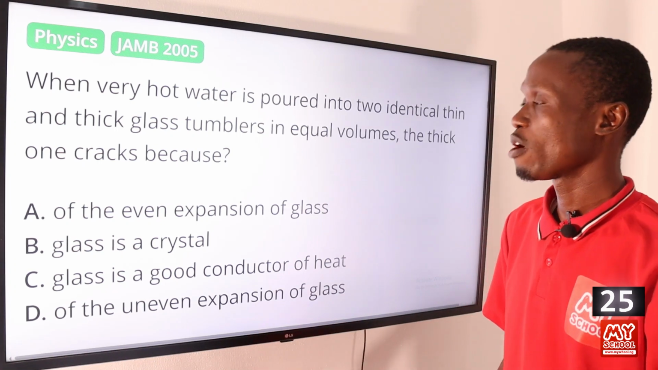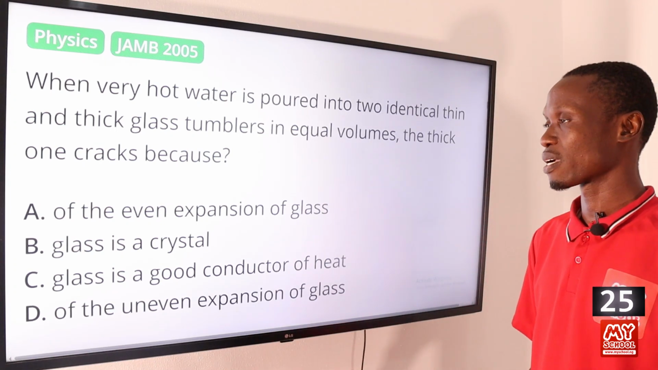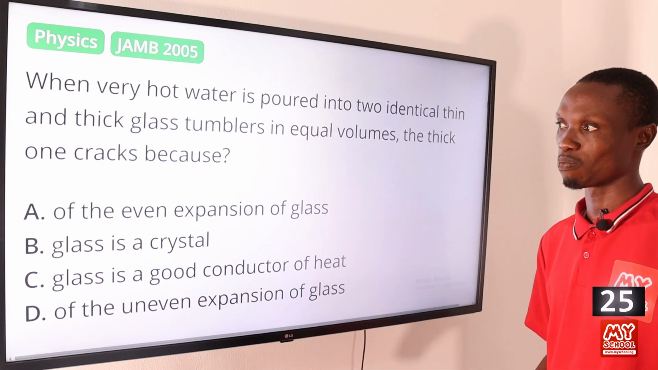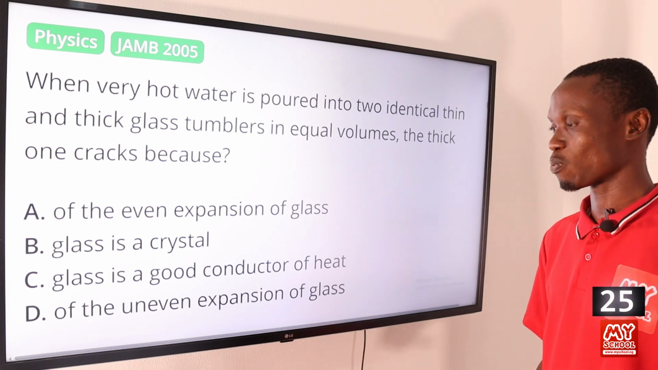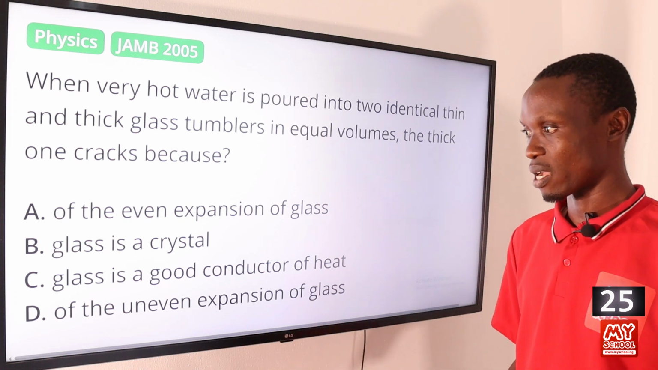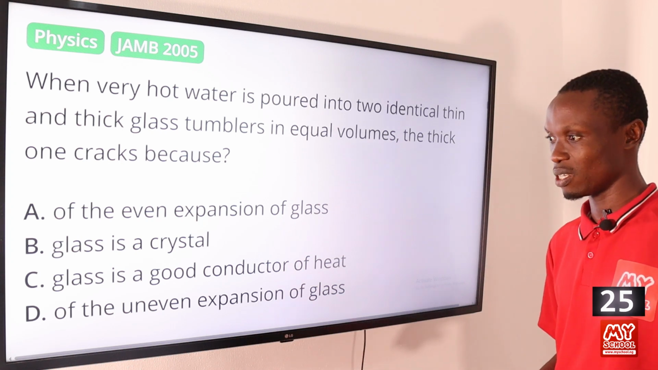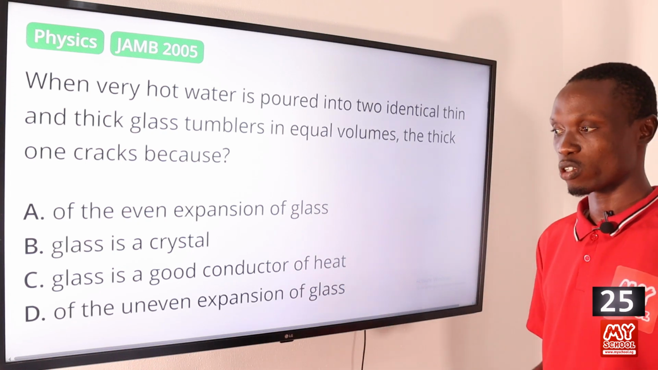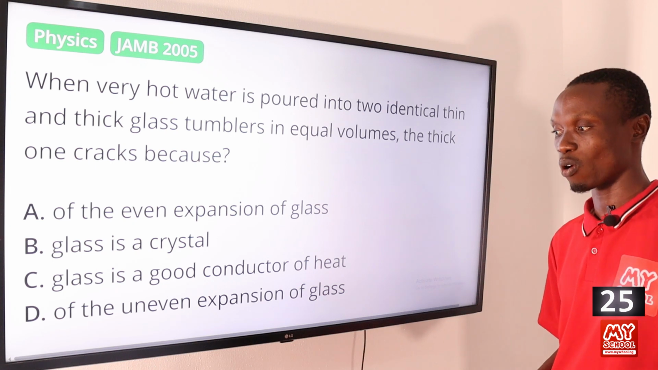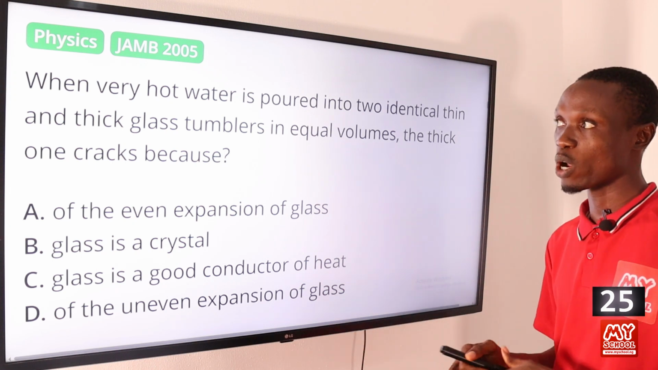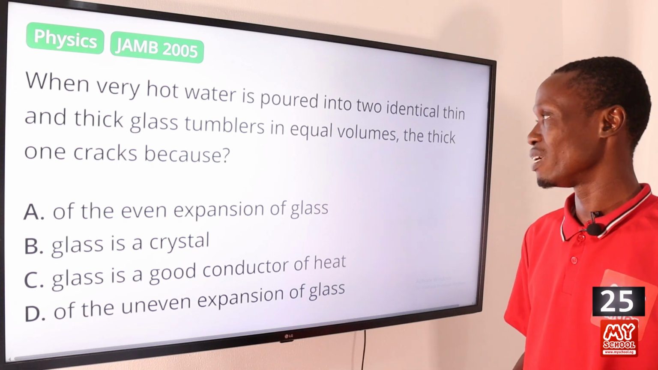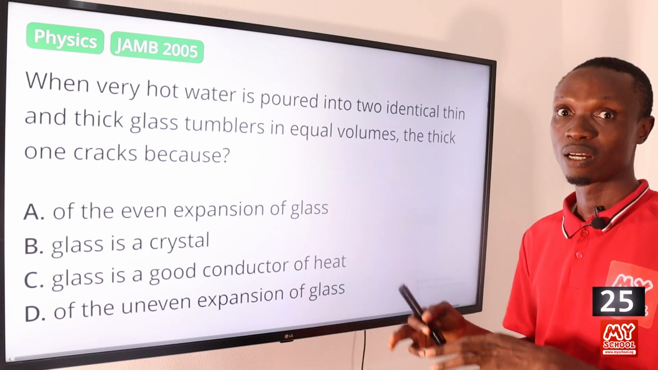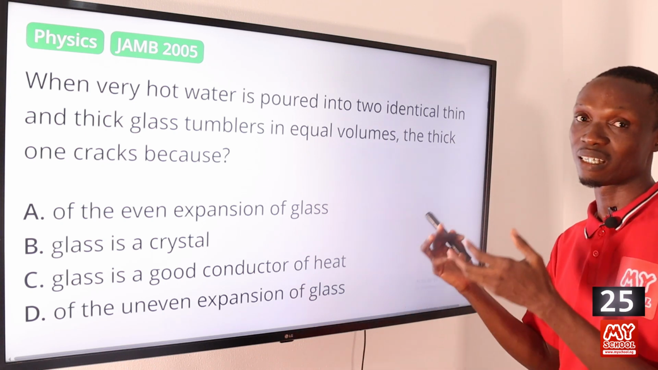Question 25. When very hot water is poured into two identical thin and thick glass tumblers in equal volumes, the thick one cracks because A, of the even expansion of glass, B, glass is a crystal, C, glass is a good conductor of heat, D, of the uneven expansion of glass. So the answer to this question is option D, because of the uneven expansion of glass. When hot water is poured into a thick glass tumbler, the inner surface of the glass, which is in contact with the hot water, heats up quickly and expands more than the outer surface.